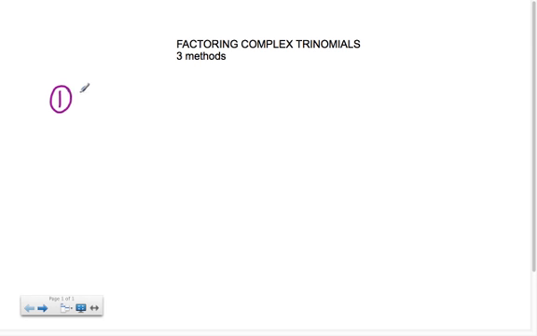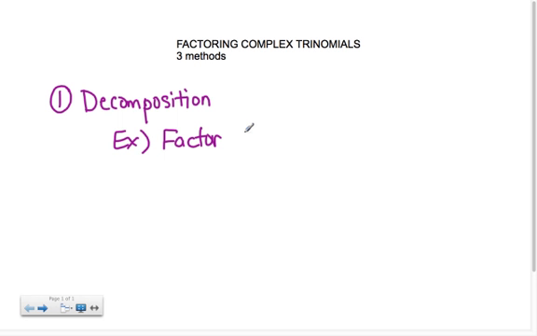So let's get a pen out here, and we'll start with method number 1. And method number 1 we're going to call decomposition. Okay, so let's say, for example, you've been asked to factor 6x squared plus 7x minus 3. So this is called a complex trinomial because of an a value that's greater than 1.